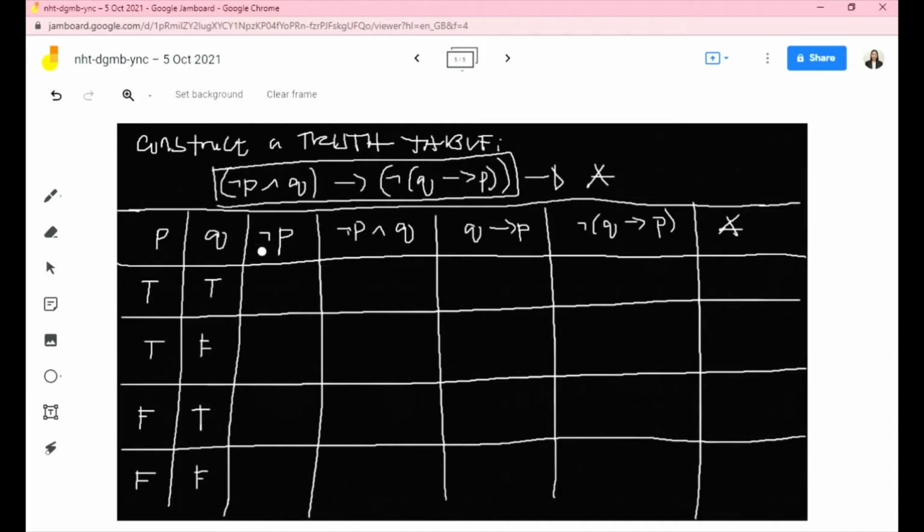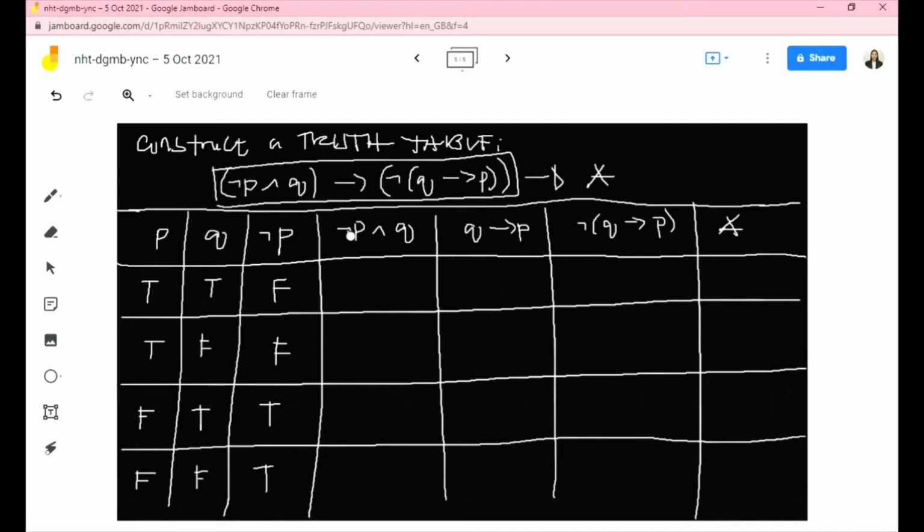So let's get not P. We have a P here, we have not P here. That means we're taking the negation of our P. So if my P is true, my not P will be false. If my P is false, my not P will be true.